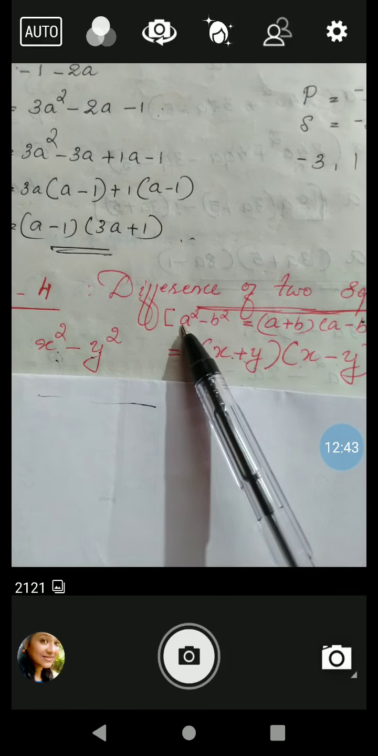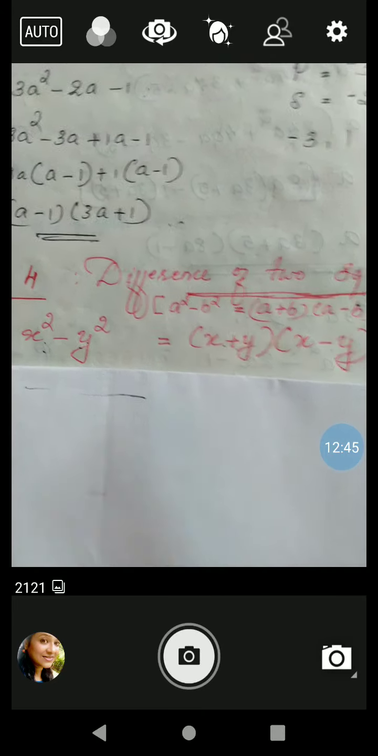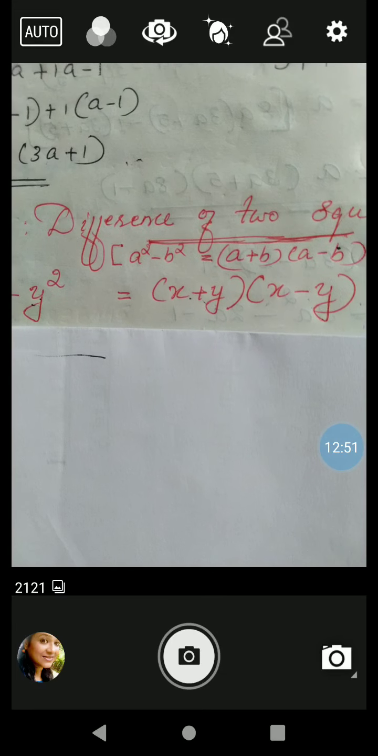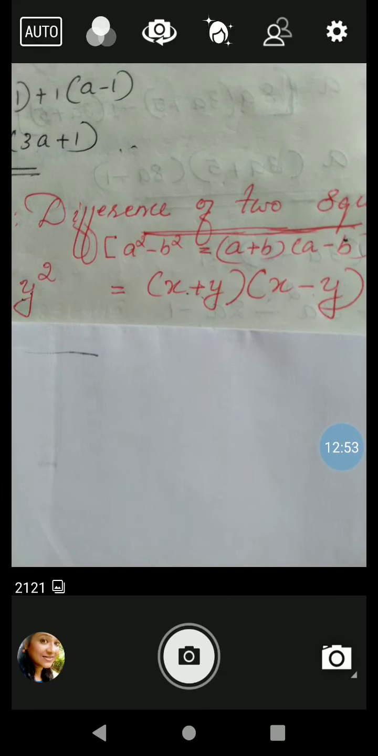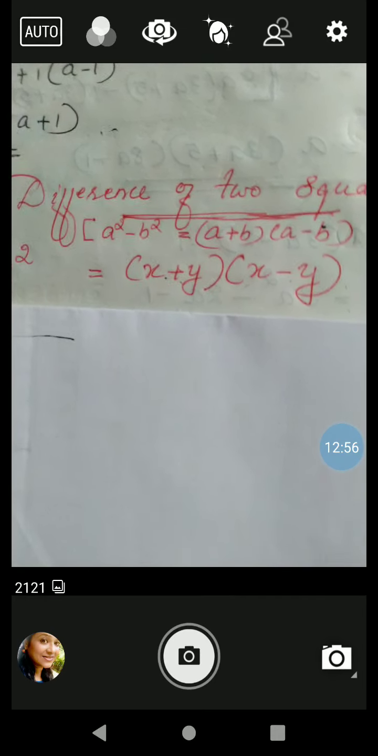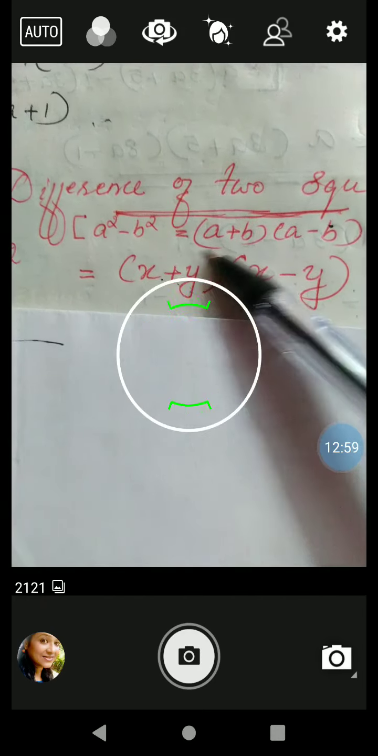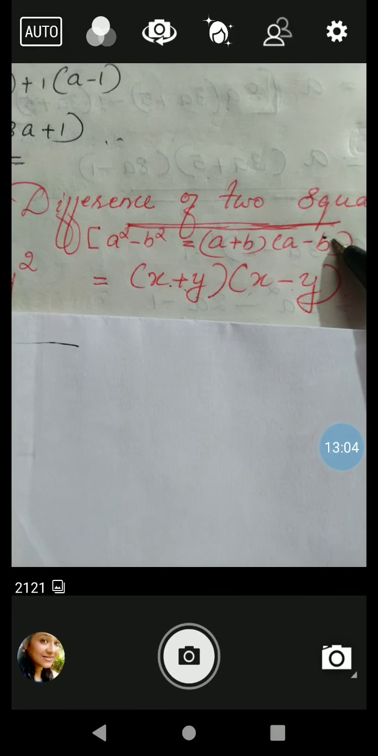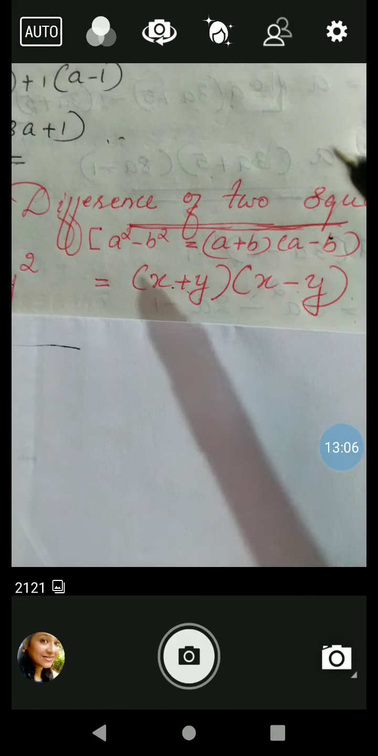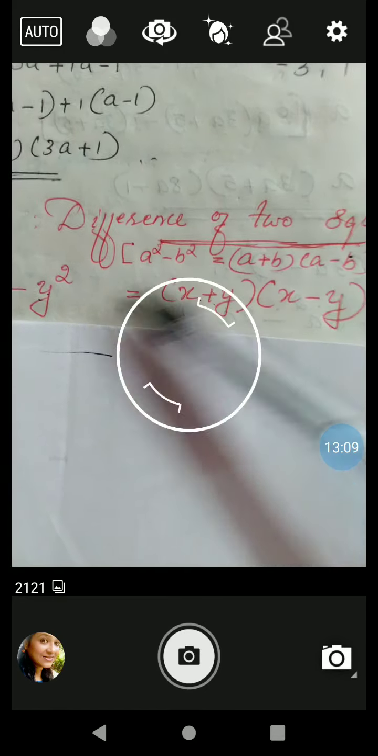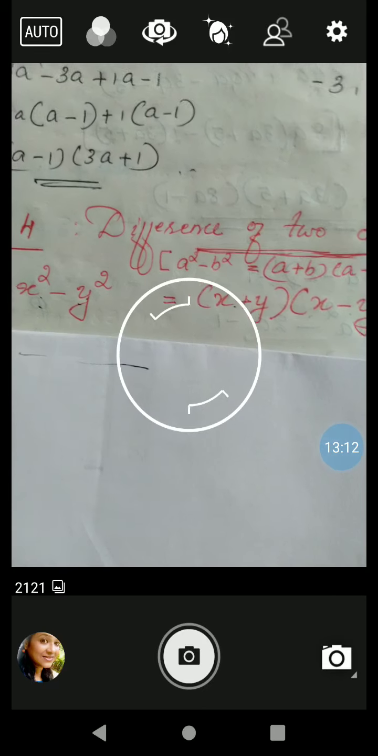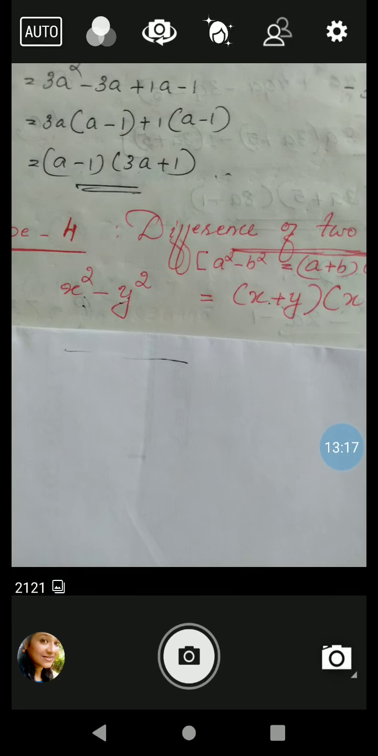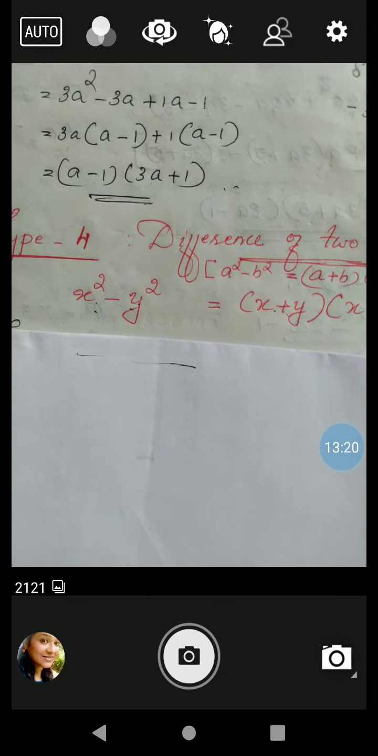Similarly, what is a square minus b square? In that chapter, in previous classes, we have learned, which chapter? Expansion. Okay, in that chapter we have already learned this expression: a square minus b square is a plus b into a minus b. Do you remember that? Anyway, we can use this identity in this type. Now let's see one question.